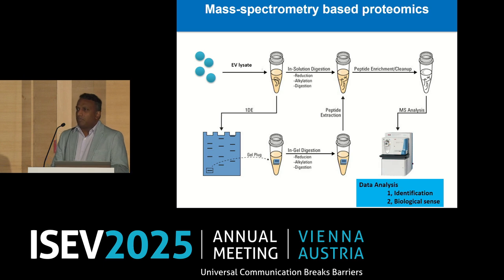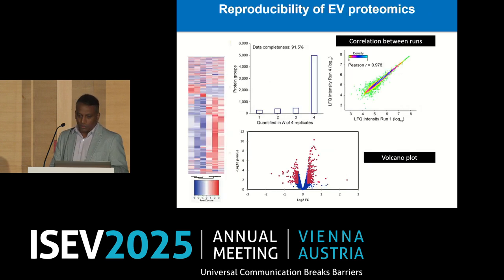So in terms of your EV preparation, as you can see here, you can take your EV lysate and either use in-solution digest, where you can reduce, alkylate and digest your samples, or run a 1D gel electrophoresis even prior to that, or go with an in-solution digest. Then, after you subject that to mass spec analysis, you can identify the proteins and then go on to a biological state.